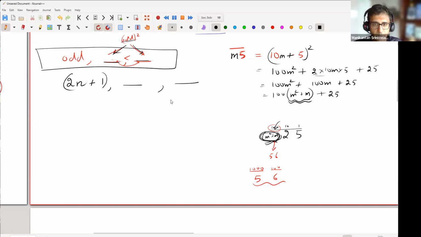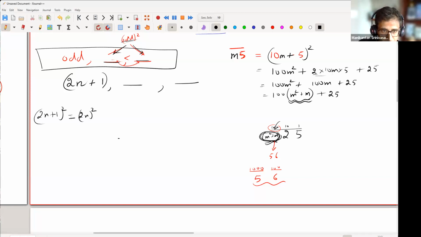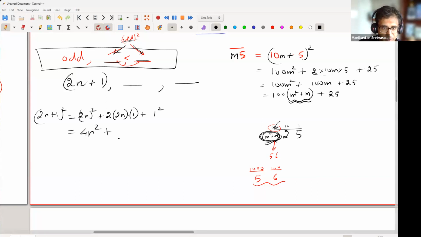Okay, so what are we doing? What is the process? We are squaring the odd number. So let's square 2n plus 1 and see. So 2n plus 1 whole square is 2n square plus 2ab plus b square. Okay, so which is 4n square plus 4n plus 1.